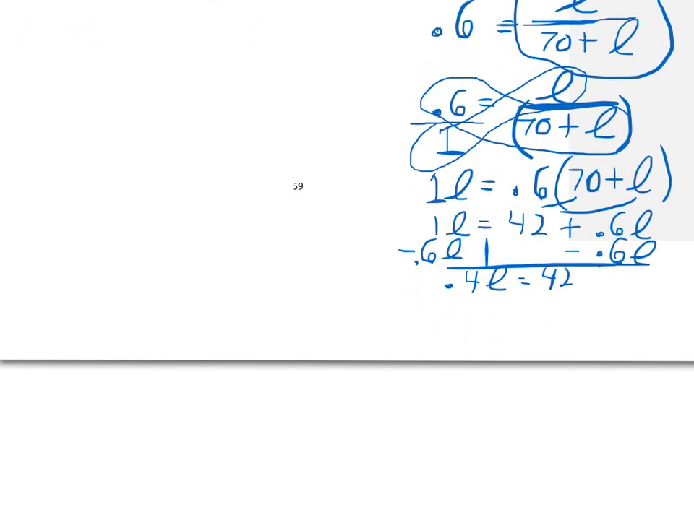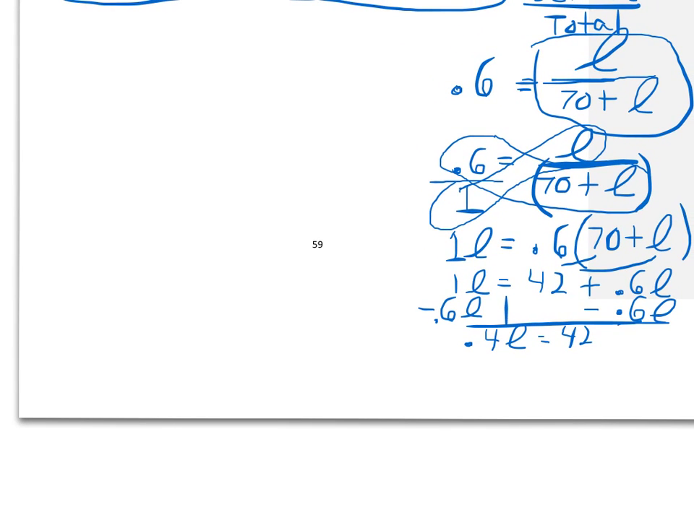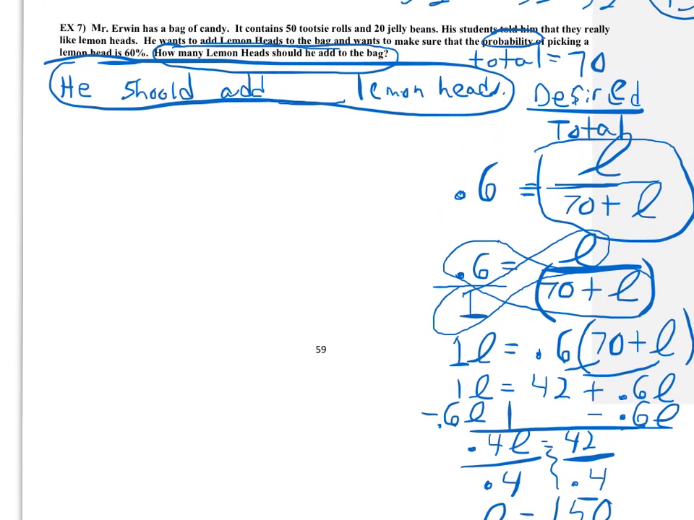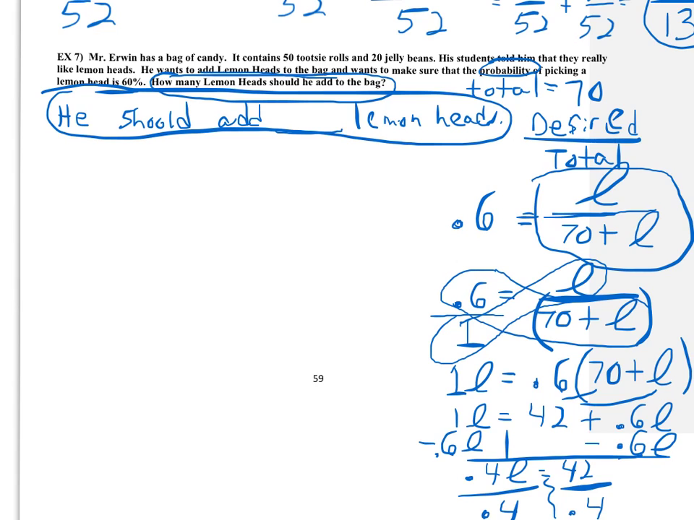And then we just, again, finish solving for L. We're multiplying 0.4 times L, so I need to divide both sides by 0.4. When I do that, I get L is equal to 150. And L is equal to 150. So that is my answer. I have to add 150 lemon heads to the bag so that my probability will give me 60%.